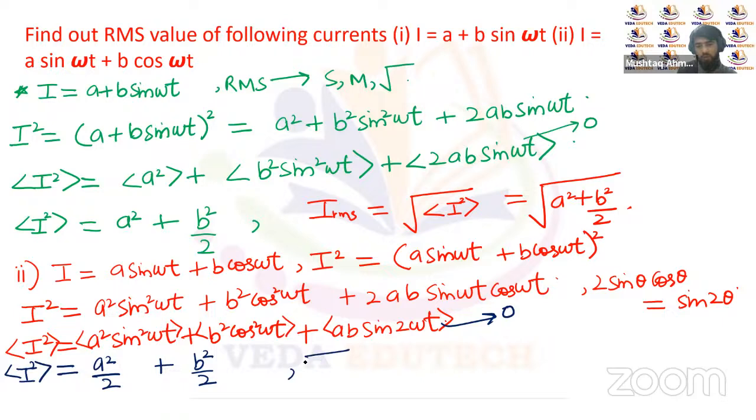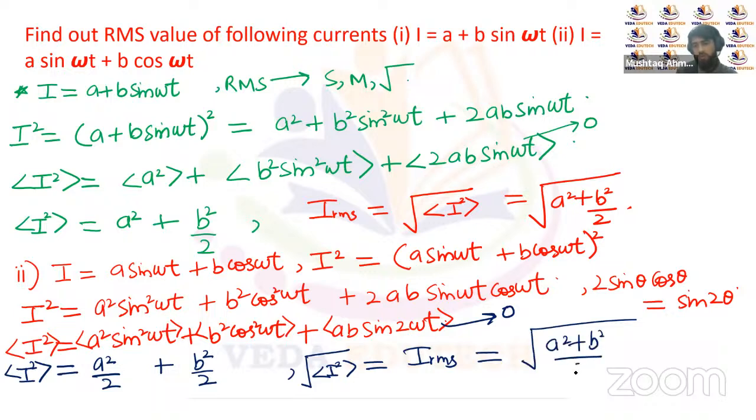Now we have to take the root of this mean of I square to calculate the RMS value. That will be our IRMS. So the IRMS is the square root of A square plus B square over 2. So this is the RMS value for this current, which is given as A sine of omega t plus B cos of omega t. This is how we can calculate the IRMS value for this current.